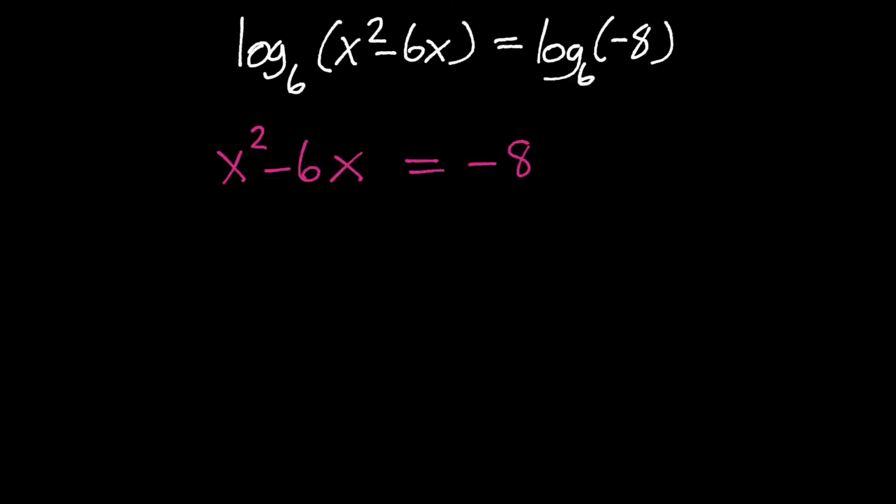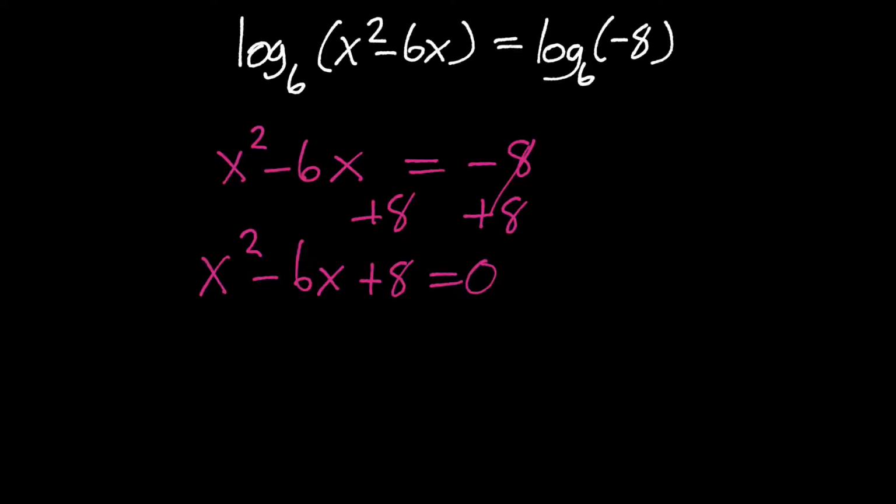Now it looks like a quadratic problem, and it actually is. So we're going to have to first set it equal to 0. So I'm going to add 8 to both sides, and that's going to give me x squared minus 6x plus 8 equals 0. And from here we have two options. We could use the quadratic formula, it's always an option, or we could try to factor it. And factoring using the diamond method actually works out a lot faster.